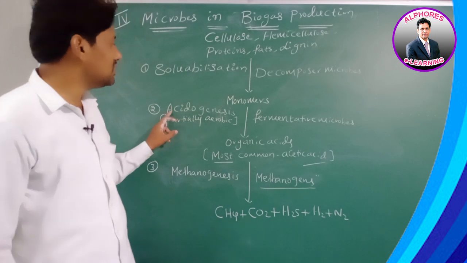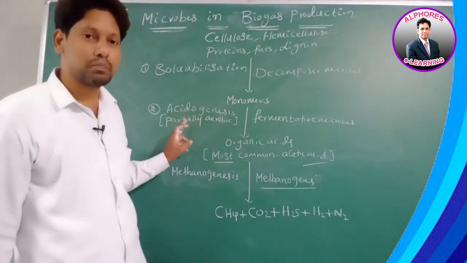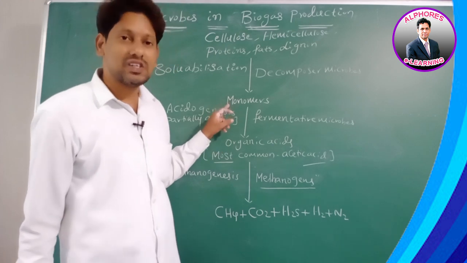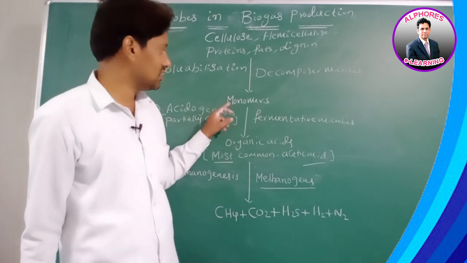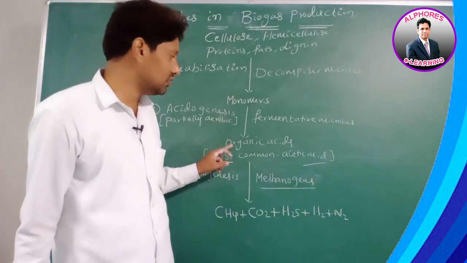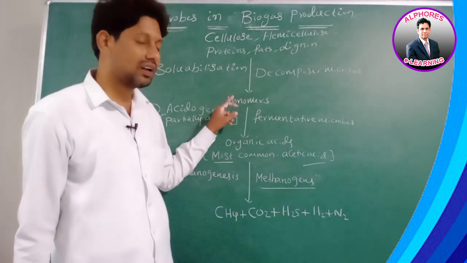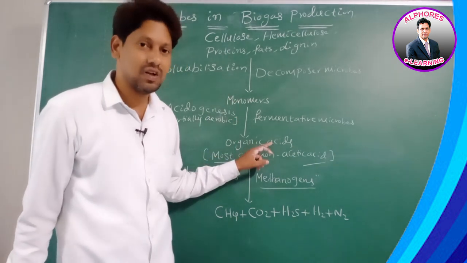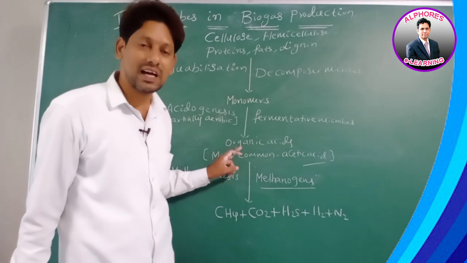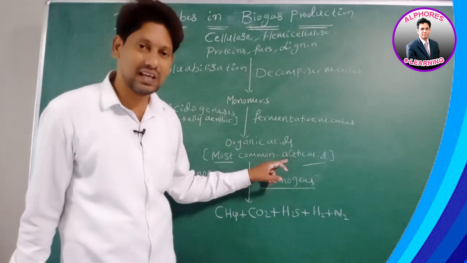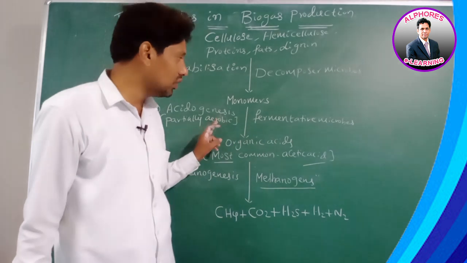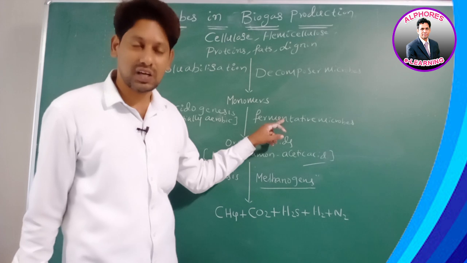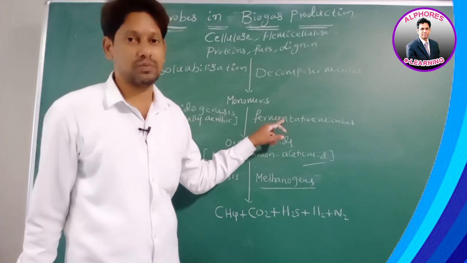Number 2, acidogenesis. This step is partially aerobic. In this acidogenesis, monomers are converted into organic acids. What is the most common organic acid produced? Acetic acid. Which organisms are involved? Fermentative microbes are involved.